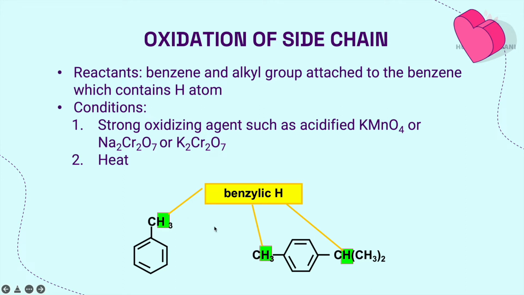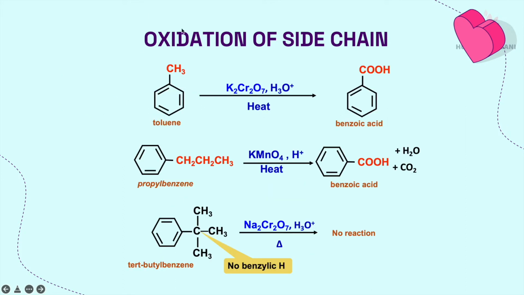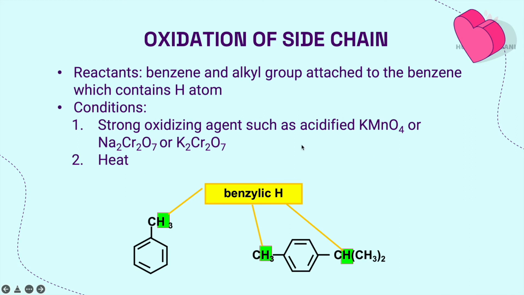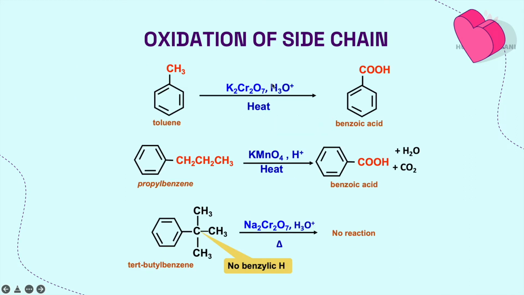that will undergo oxidation. For example, here toluene reacts with the oxidizing agent K2Cr2O7 and acidified. Okay, it must be acidified. So H3O plus means water, acidic, acidified water, and heat. So only this carbon will be oxidized. So it will become carboxylic acid.